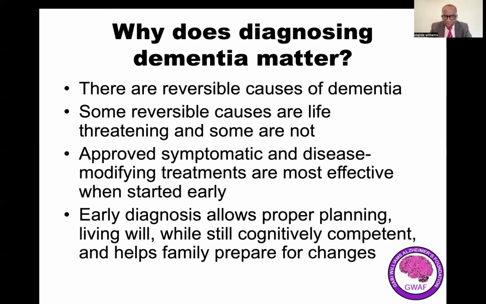Early diagnosis also helps with proper planning, such as having a living will and planning your estate for when you're no longer here, while you're still cognitively competent. This can help the family prepare for the major changes that will come when you are no longer here.